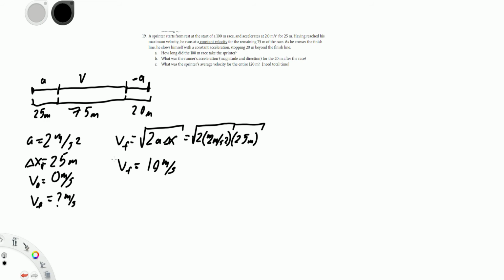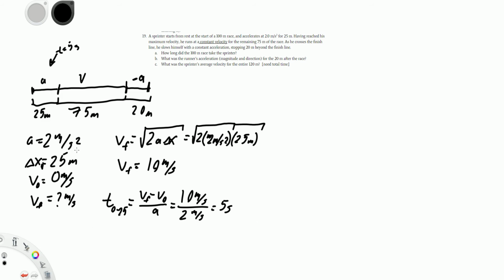So it asks how long the 100 meters take. So we need to find the time for this accelerated motion and we need to find the time for the constant velocity. So that requires 2 equations. From 0 to 25, we're going to use equation number 1, Vf minus V naught divided by a. So we get 10 meters per second divided by 2 meters per second squared. So our time of that first interval is 5 seconds. So this is t equals 5 seconds.